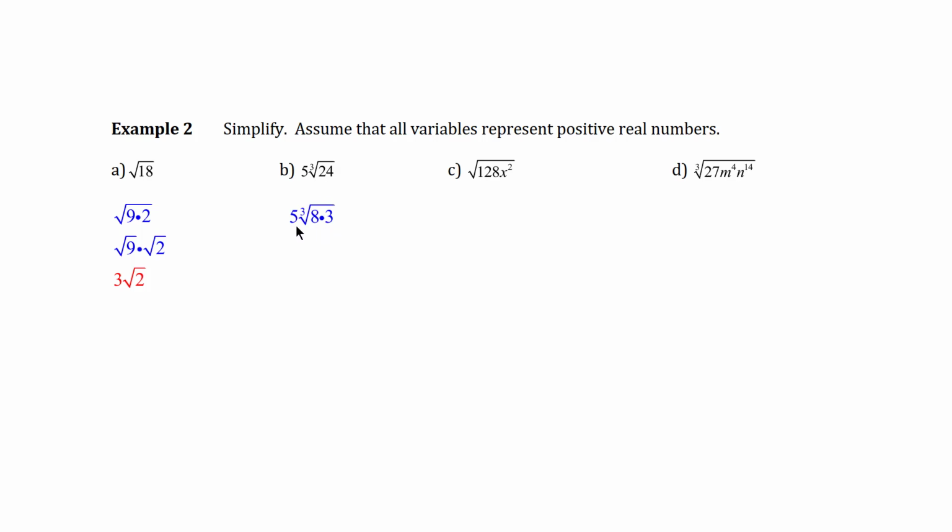So I have 5 times the cube root of 8 times 3. Next, we use the product rule to rewrite the radical as two separate radicals. So I have 5 times the cube root of 8 times the cube root of 3.